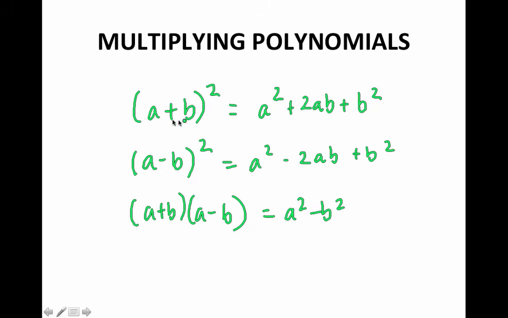So you could FOIL them. You could do a plus b times a plus b. If you FOIL it, you'd get a squared plus 2ab plus b squared. Same thing with a minus b. You could FOIL it, but if you can recognize that the pattern is a squared minus 2ab plus b squared, you're going to be ahead of the game there. And then if you recognize this pattern, that it's just a squared minus b squared, again, you're in good hands.